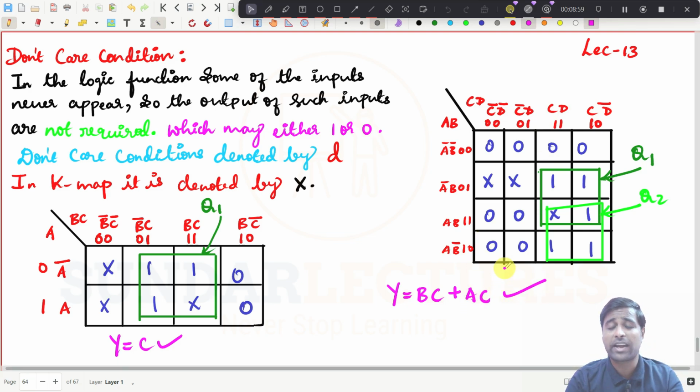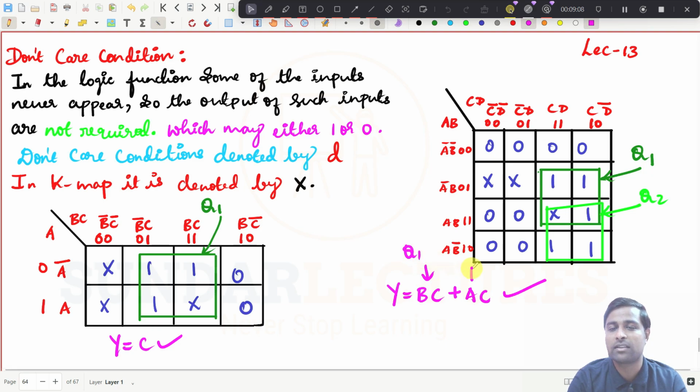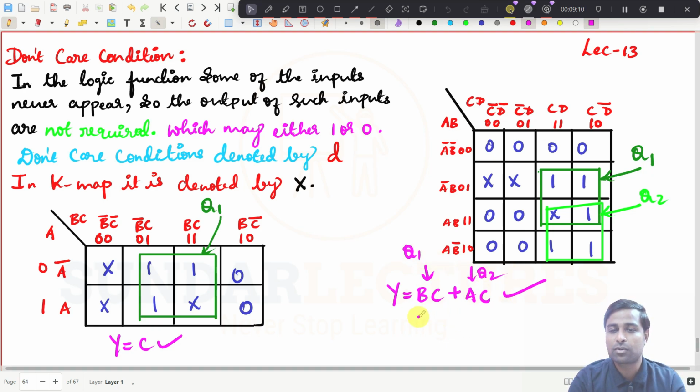And that is why I have told you there is no exact answer. I want to know what is the simplified expression. This is quad number 1. This is quad number 2. There is a 2 quad. Only 2 variables should come with 1 plus. That is the output equation.